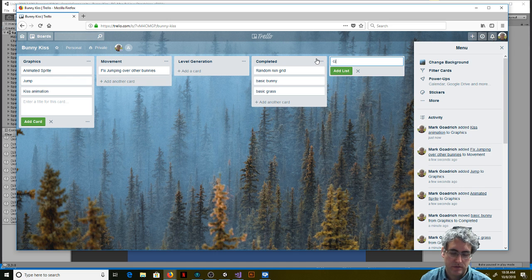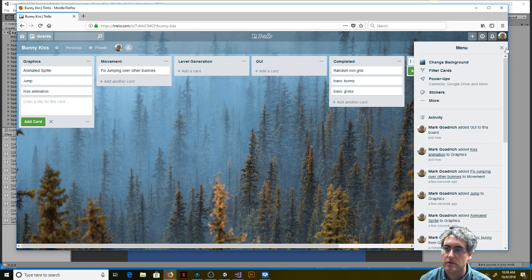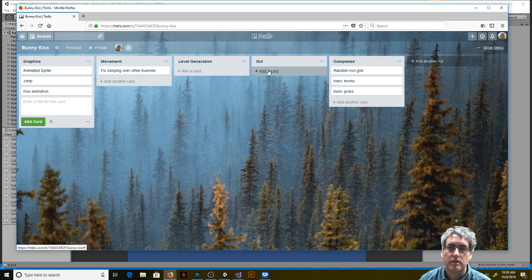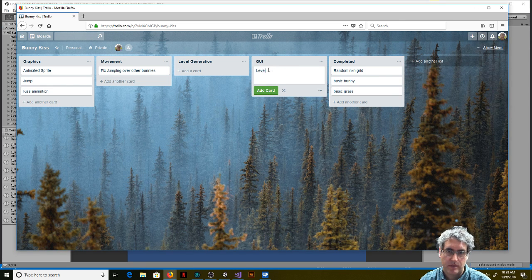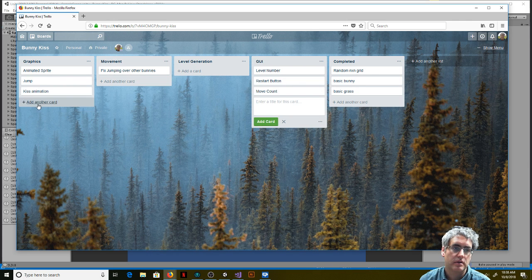Oh, we need another list for the GUI. Level number, restart button. What else do we need on the screen? Move count. That can tell us what's going on with the graphics.